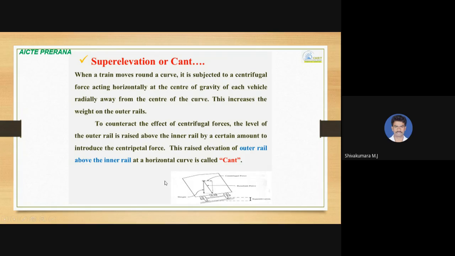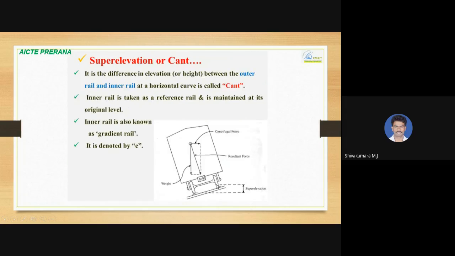The diagrammatic representation of the cant you can see here, and mathematically it is the difference in elevation between the outer rail and inner rail at a horizontal curve. So that is the cant. The inner rail is taken as the reference rail and is maintained at its original level, and the inner rail is also known as the gradient rail. Cant is denoted by E.